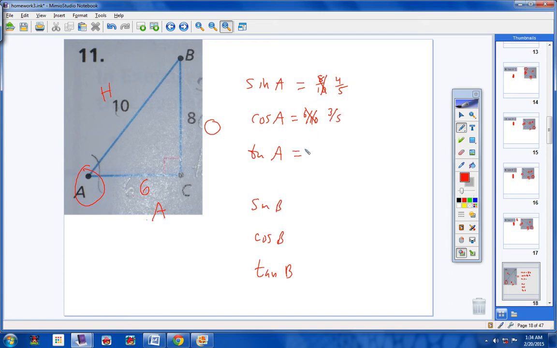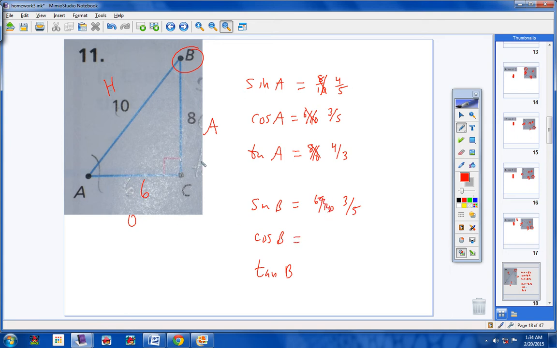And Mr. Earhart, do we need to reduce these answers? Yes, you definitely do. Okay, tangent of A. Tangent is opposite over adjacent, so 8 over 6, which of course would reduce to 4 thirds. Now let's find the three trig functions of angle B. So let's circle angle B and go straight across. We're going to call this our opposite side, this will be my hypotenuse, and this will be my adjacent side. Alright, sine of B. Sine is opposite over hypotenuse, so 6 over 10, which reduces to 3 fifths.